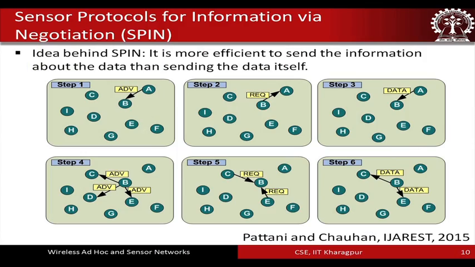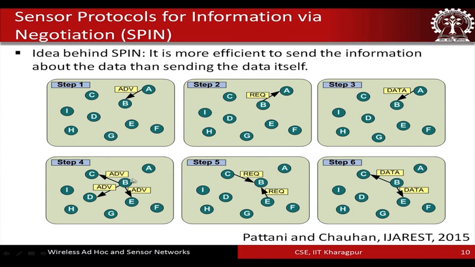So, node B, if it is interested based on the metadata that is supplied by A, will then have to request the data from node A. Let us now go back and look at the particular figure on the slide. We see that in step 2, node B sends a request packet to node A, and only thereafter node A in step 3 will send the data to node B.